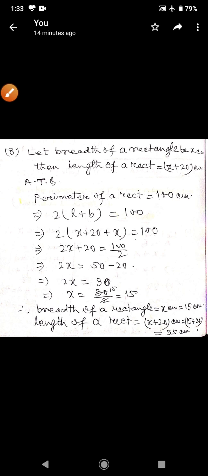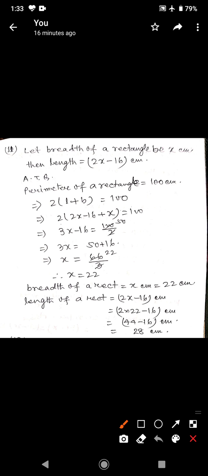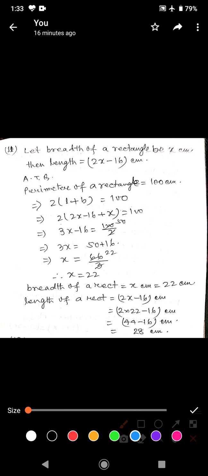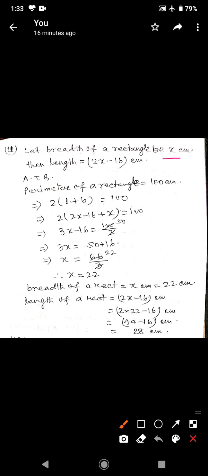Now question number 11. Length of a rectangle is 16 centimeter less than twice its breadth. If the perimeter of the rectangle is 100 centimeter, find its length and breadth. So let breadth of a rectangle be x centimeter, then length of a rectangle is 16 centimeter less than twice its breadth. So it can be written as the length of a rectangle equal to 2x minus 16 centimeter.